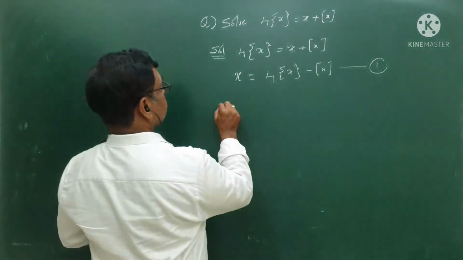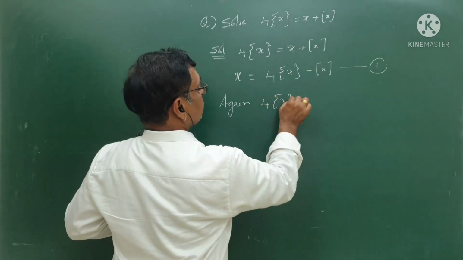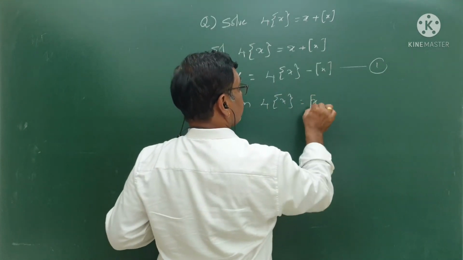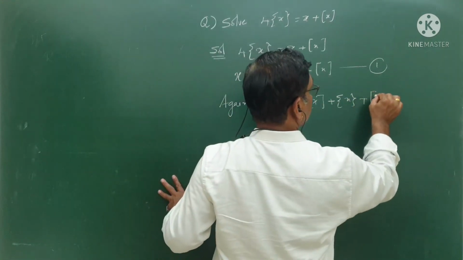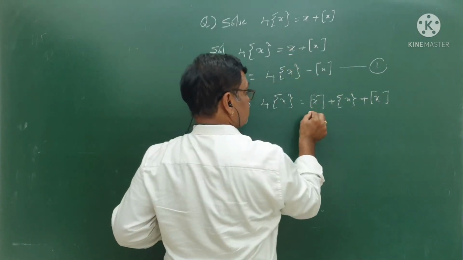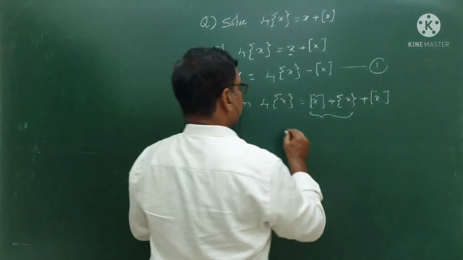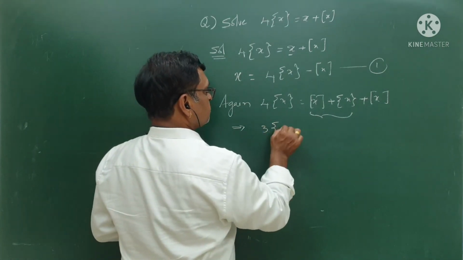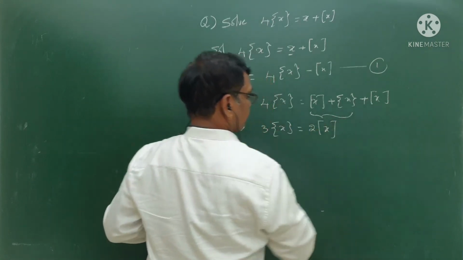Okay, again, 4 times fractional part of x is equal to, in the place of x I can write always integral part of x plus fractional part of x. Of course, the remaining is as it is. I am writing x as integral part of x plus fractional part of x because you know very well. Now, please simplify this. We have 3 times fractional part of x is equal to 2 times integral part of x.